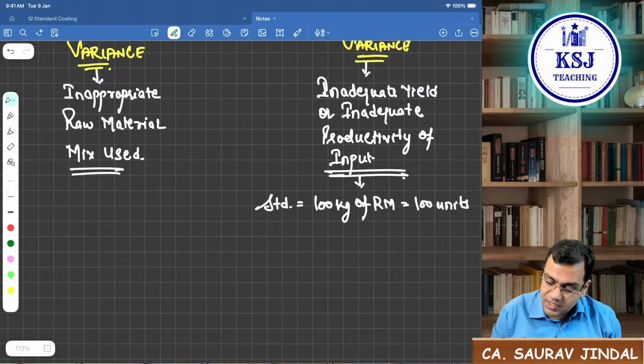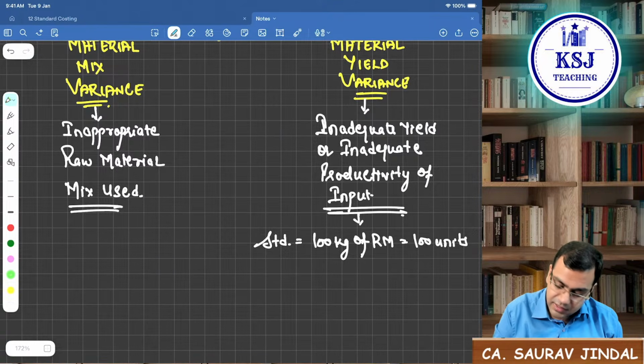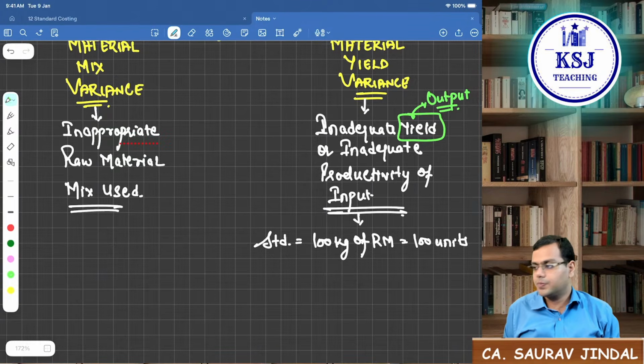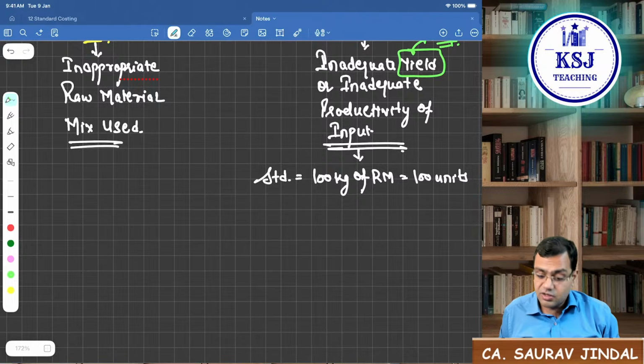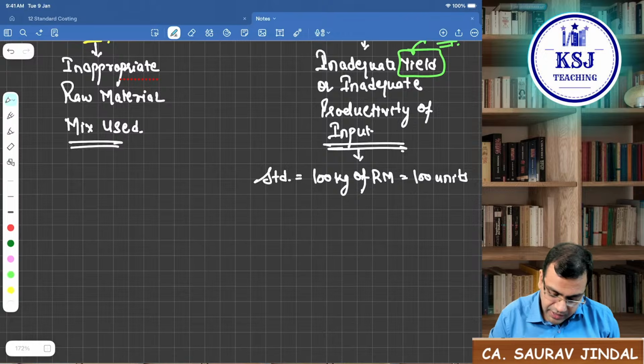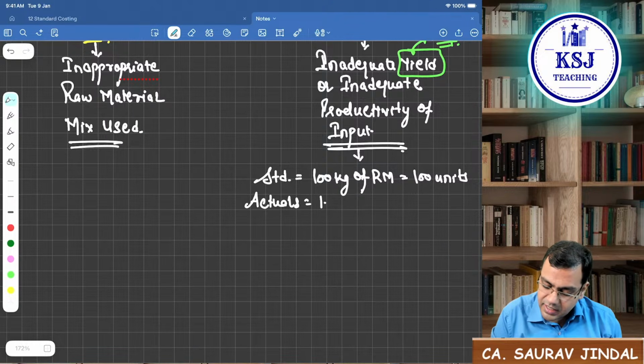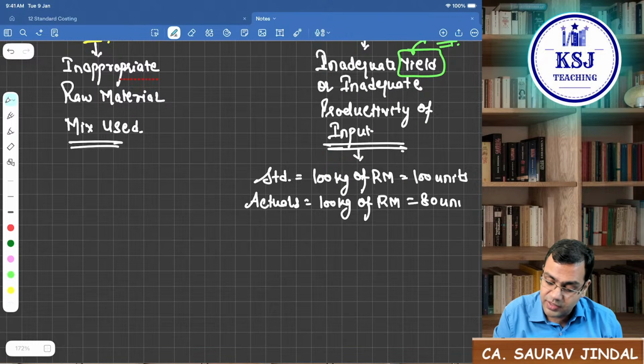Here, when we are talking about the word yield, this word yield means the output. So inadequate yield or the inadequate productivity of input. Standard is 100 kg of raw material, 100 units. But what actually happened is, in 100 kg of raw material, you are able to manufacture only 80 units. So what we are saying is inadequate output.